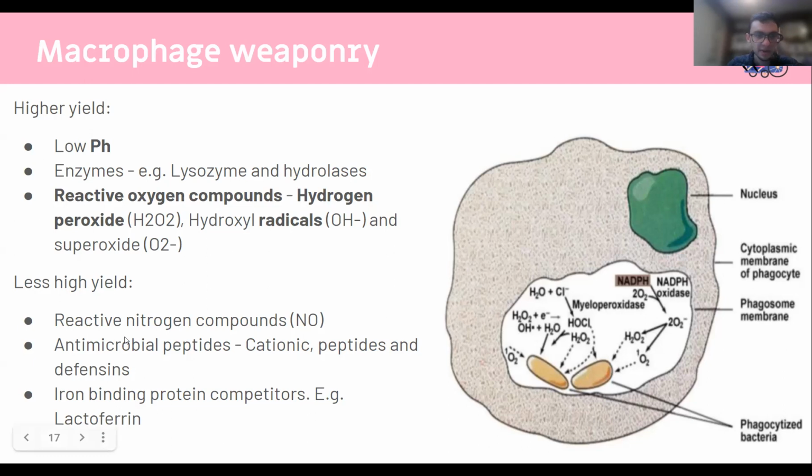Less high yield ones to know are reactive nitrogen compounds, antimicrobial peptides like defensins, which can destroy bacteria, and iron protein competitors, because iron is necessary for the life of the bacteria. So, know: low pH, enzymes, reactive oxygen.